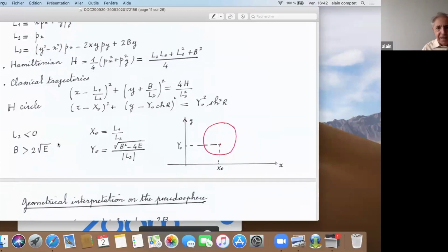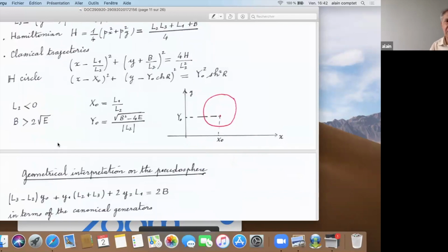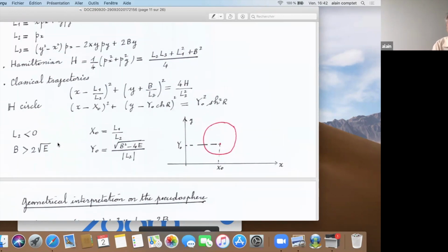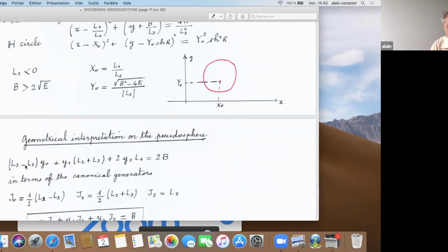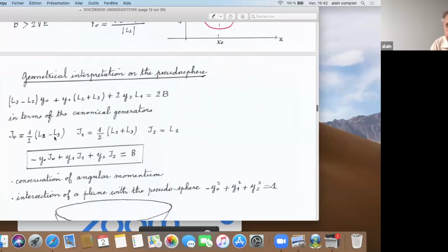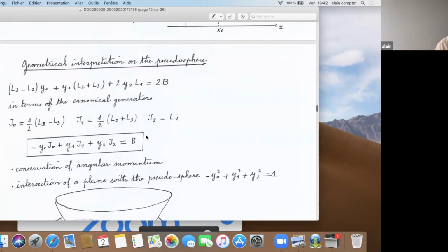So again, there is a very nice interpretation, which is purely geometric. In fact, you should not do any calculation. And the idea is to go back to this pseudosphere coordinates. If you write the equation of motion of the trajectories in terms of the coordinates on the pseudosphere, you get this equation, which is linear in terms of the pseudosphere coordinates. So you have this constraint. In fact, when B equals 0, this constraint is conservation of angular momentum. Here it's slightly different. So you have this constraint plus the fact that you are on the pseudosphere.